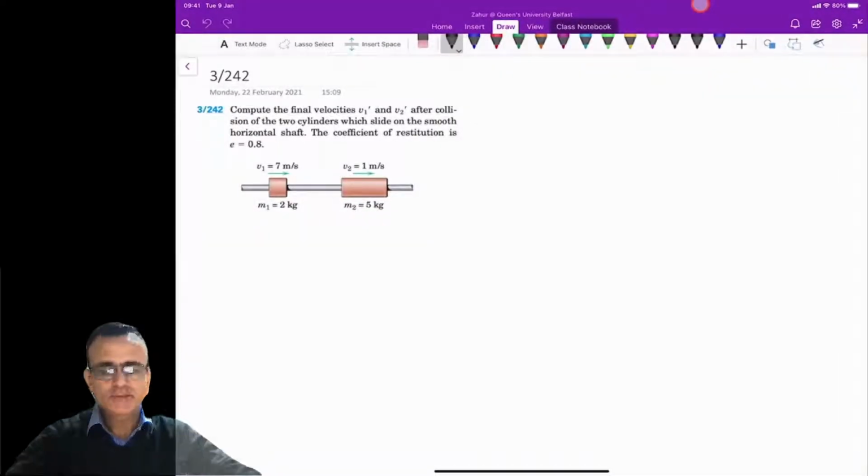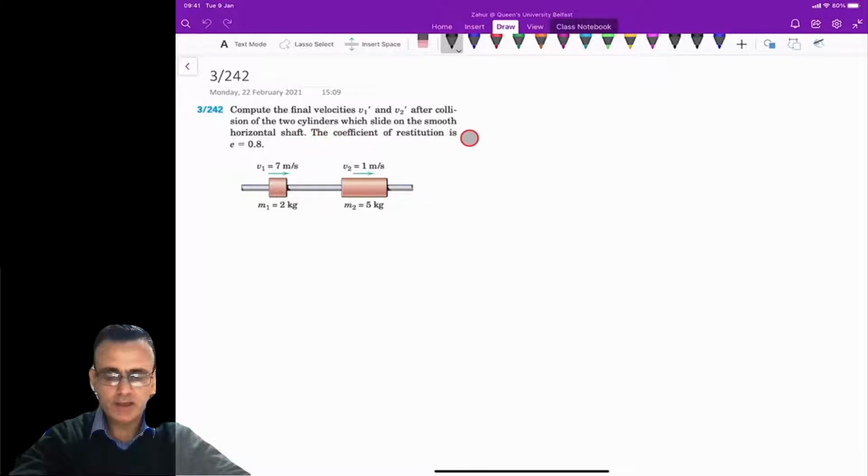Okay, so this numerical example, 242, is taken from the J.L. Meriam book and is one of the numerical examples in your tutorial sheet. Compute the final velocities v1 dash and v2 dash after collision of two cylinders which slide on a smooth horizontal shaft, and the coefficient of restitution is given, which is e equal to 0.8. So this is the diagram given for this question here.